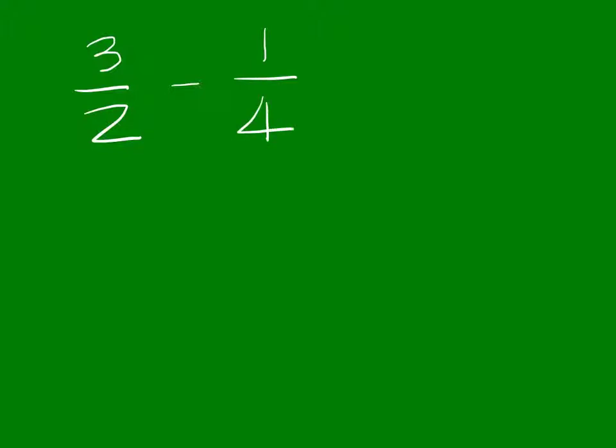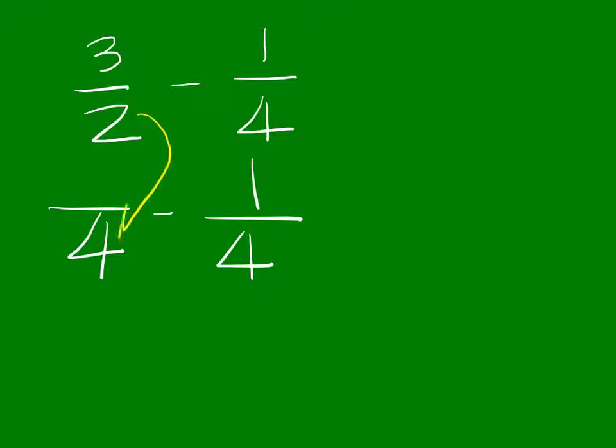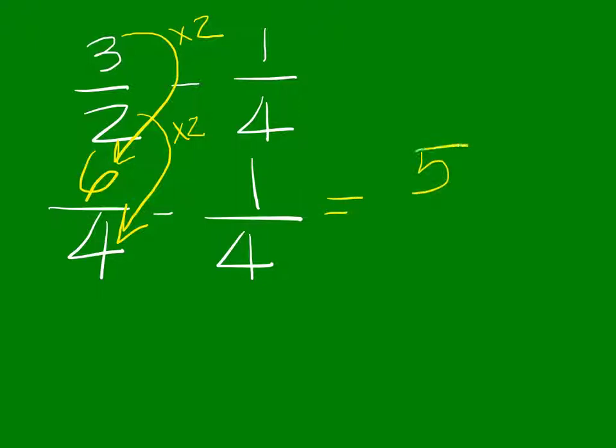What is the least common denominator? 4, yes. So we'll put 4 down. Do we have to change this fraction? No, because the denominator did not change. So just put a 1. What am I multiplying 2 by to get 4? 2. So what do I multiply this 3 by? 2. And I get a 6. 6 minus 1 is 5.